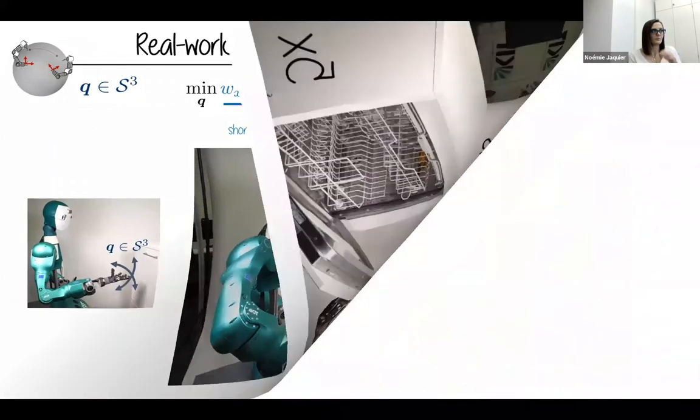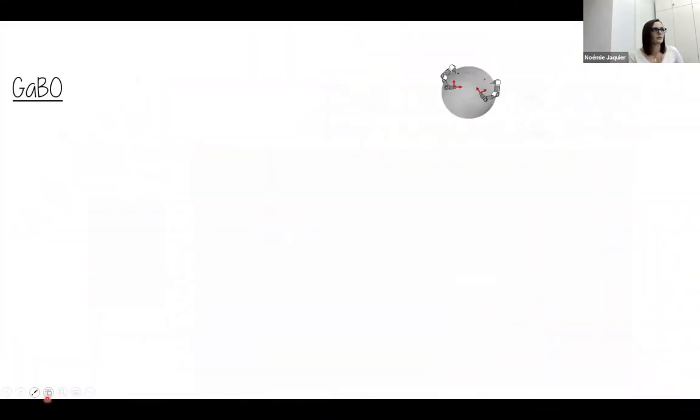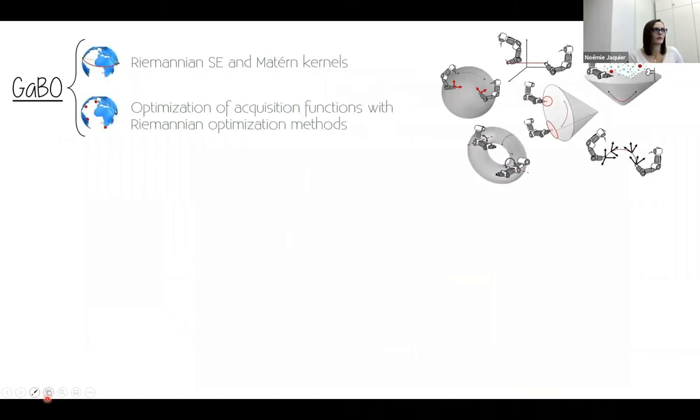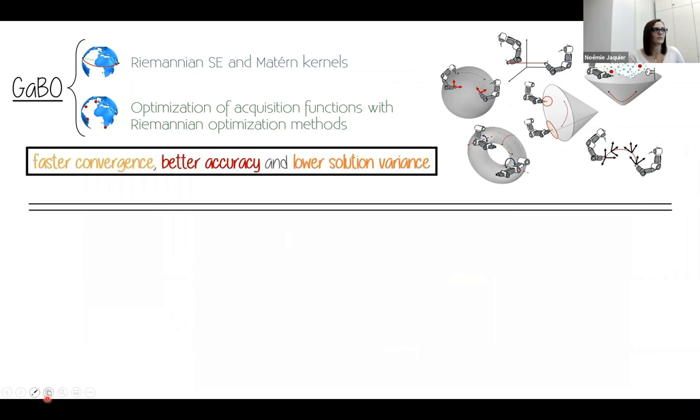Okay. So basically in this part of the talk, I showed you how we can generalize the Riemannian squared exponential and Matern kernels to the Riemannian setting. And we are now able to have Bayesian optimization approaches that work on all the manifolds that you can see here on the right. It provides us in general with faster convergence, better accuracy and lower solution variance compared to Euclidean Bayesian optimization approaches on those Riemannian manifold based data.